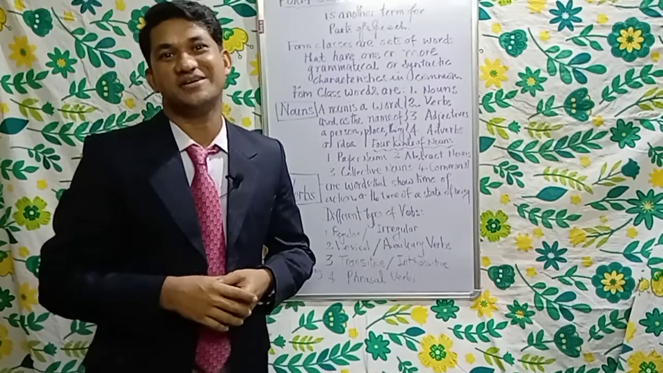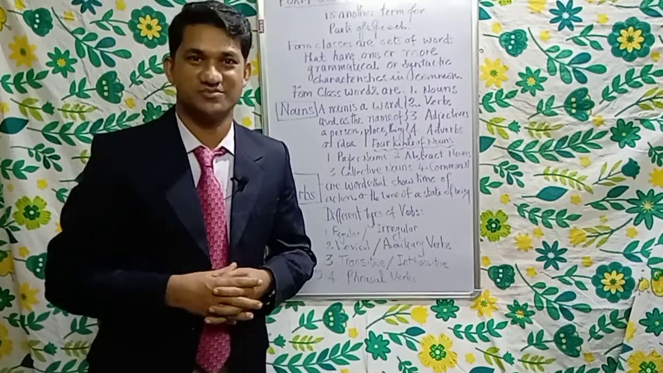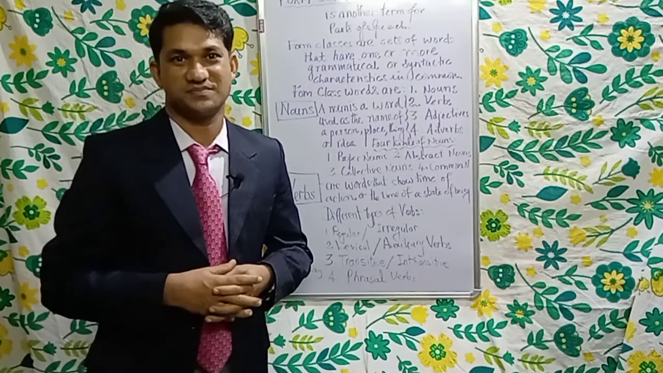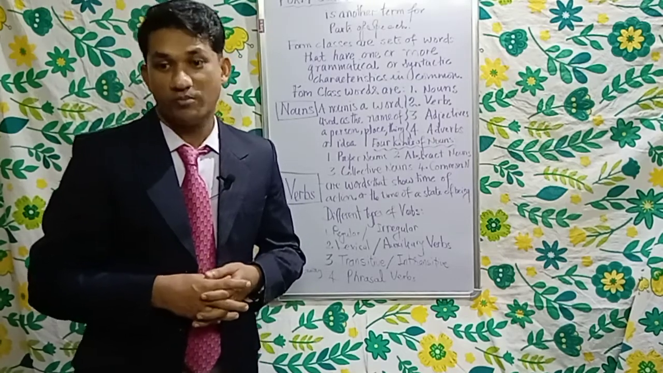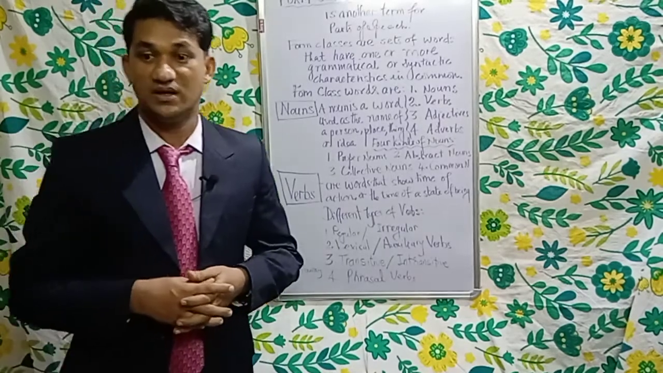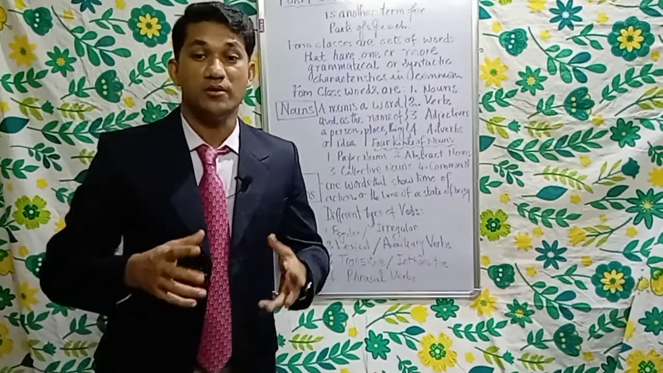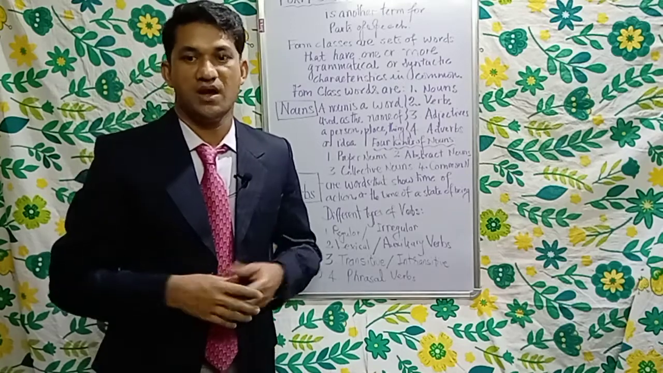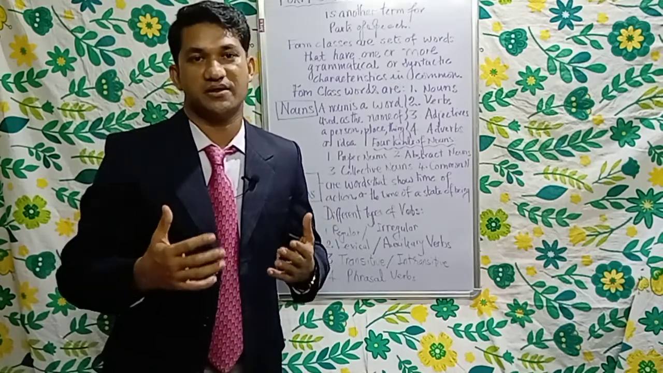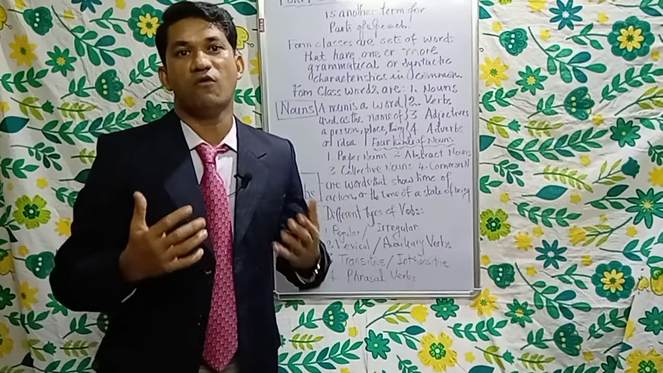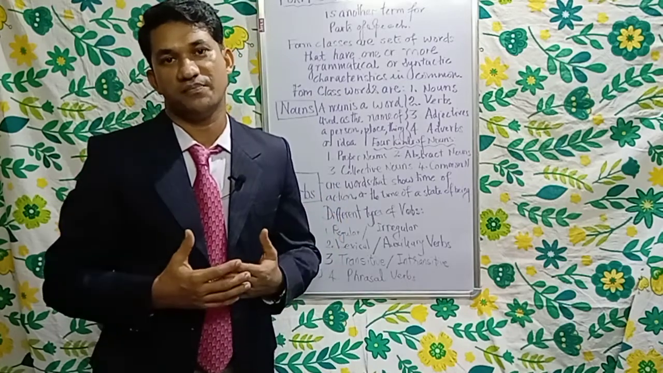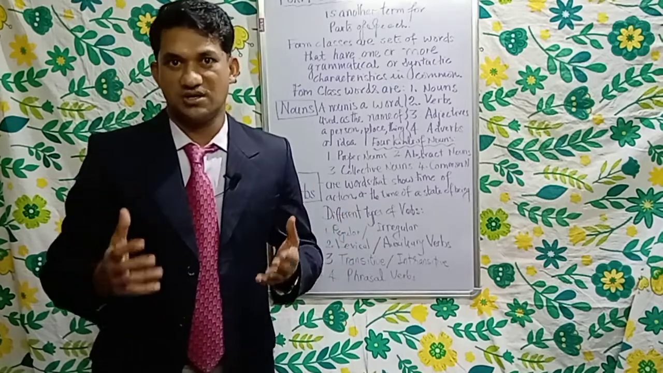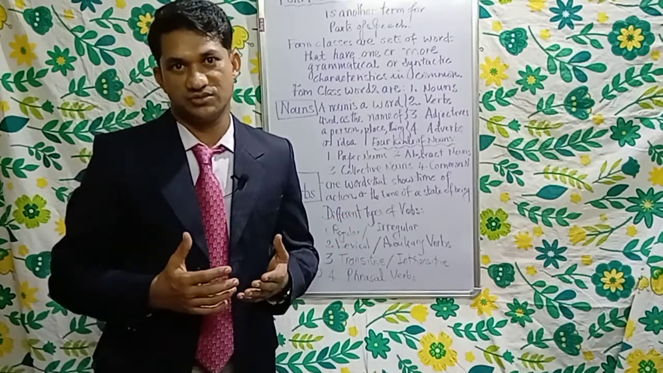Dear friends, we continue our discussion of grammatical concepts. Last class we saw form class, and we know that form class refers to sets of words which have one or more grammatical or syntactic characteristics. And based on the grammatic and syntactic characteristics, we have four types of form class. They are nouns, verbs, adjectives, and adverbs.